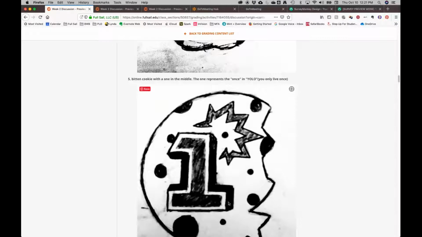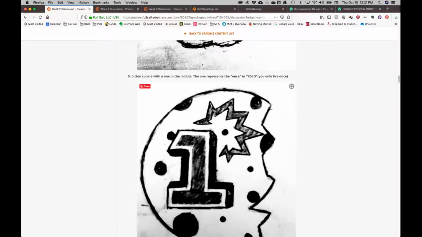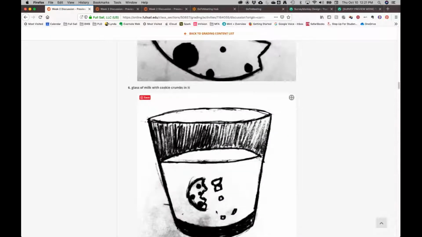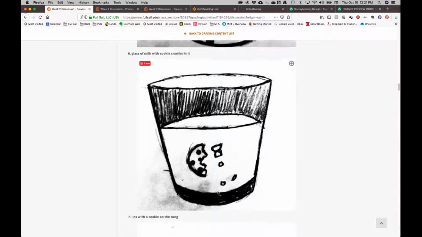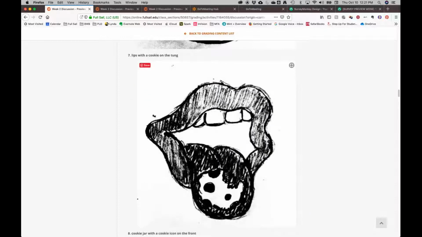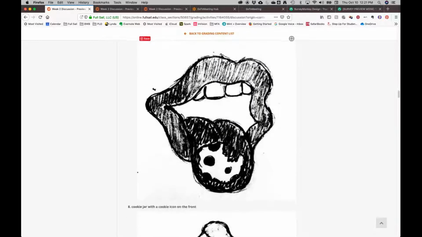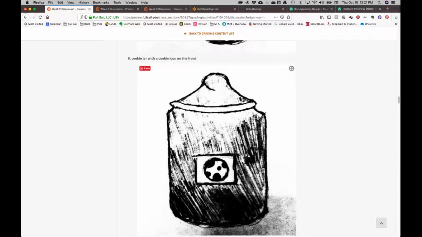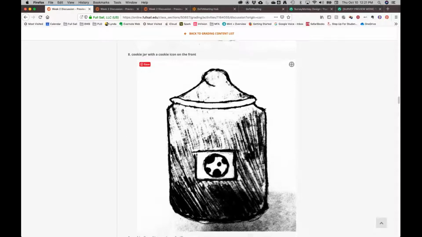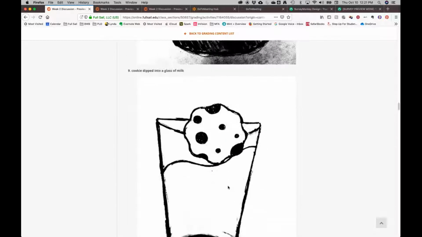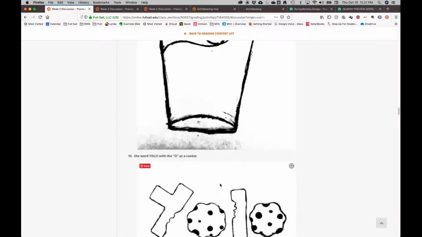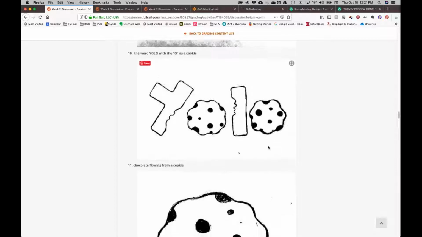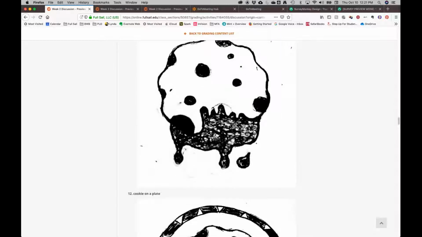Here's a bitten cookie with the 1 for "you only live once." Here's a glass of milk with a cookie. This kind of looks like a mouth with a cookie on the tongue. A jar. This one has a cookie going into milk. The word YOLO spelled out with cookies for the O's.